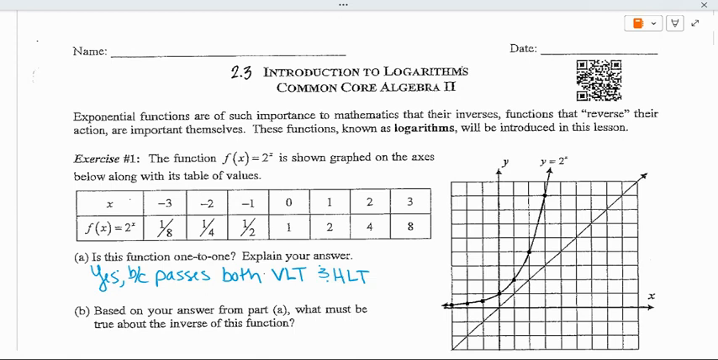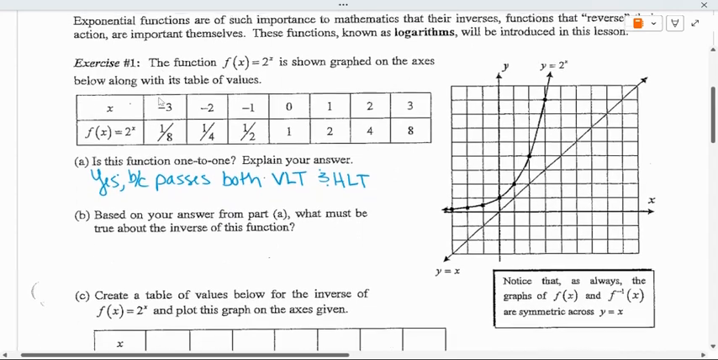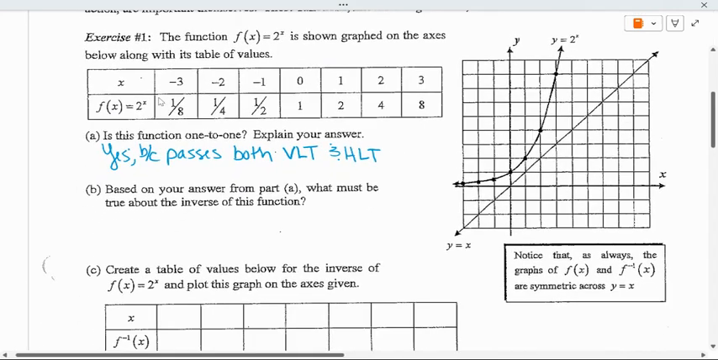We know that if a function is 1 to 1, it means that its inverse is also a function. So it says, based on your answers from part A, what must be true about the inverse of the function? Well, the inverse is also a function.